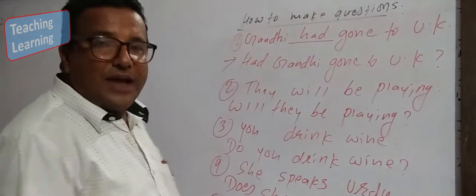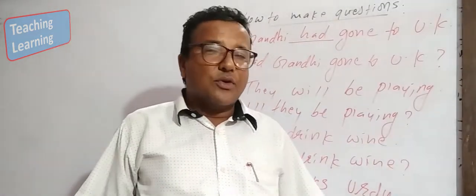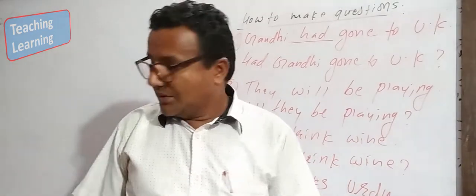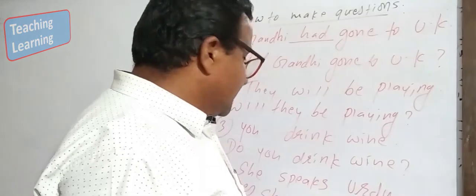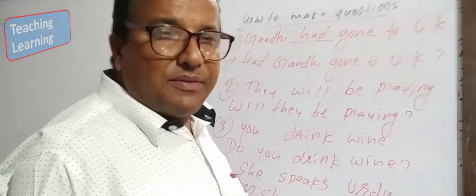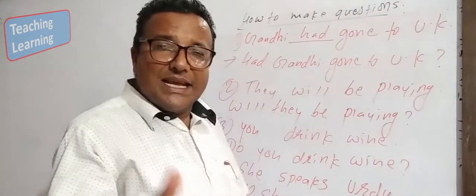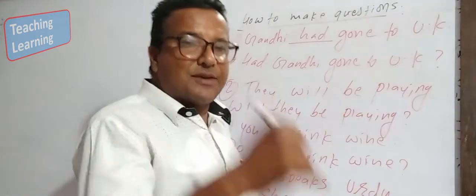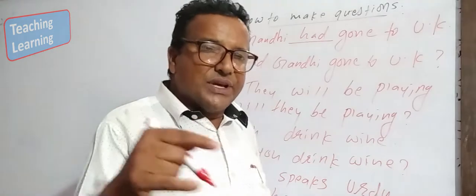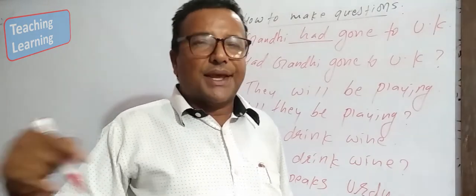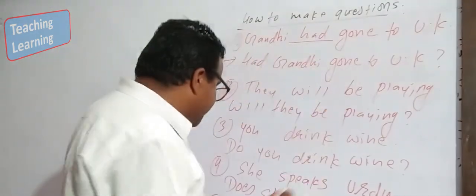Number 5. If there is V2 and there is no auxiliary verb, then did is used before the subject and V2 is changed into V1.